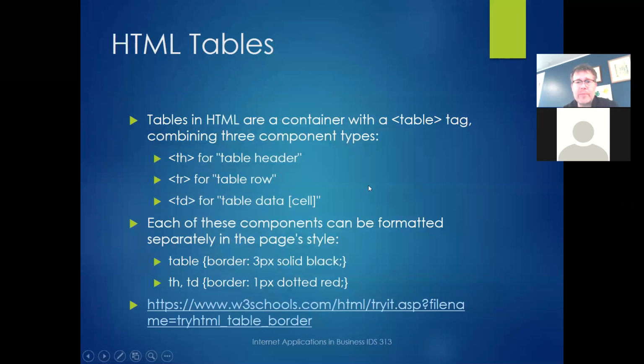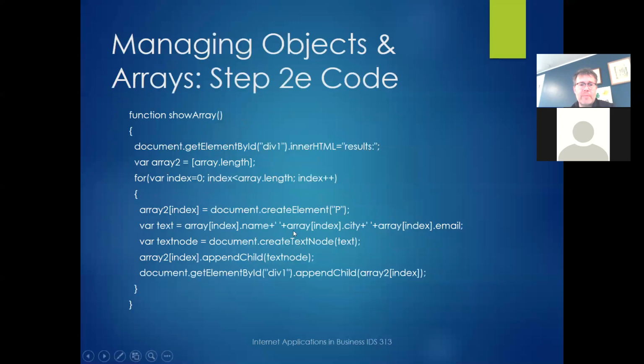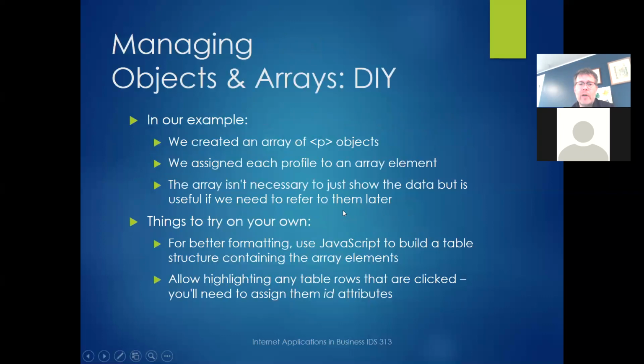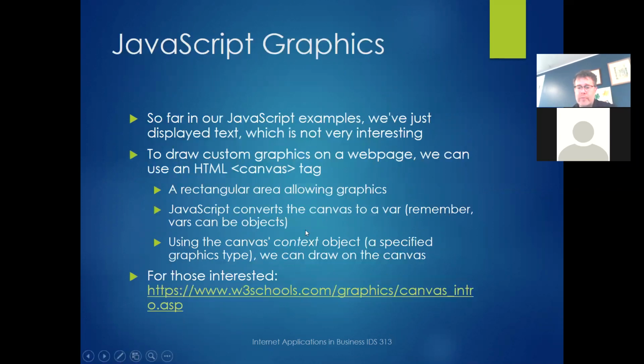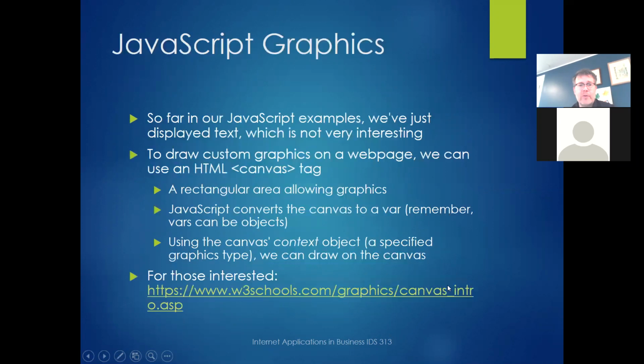So let's go ahead and do some table stuff. In our example, we created an array of paragraph objects within our show array method, and then assigned each profile to an array element. You don't need the array to show the data, but you can refer to the elements later. For example, you could build a table structure that contains the array elements, and allow highlighting any table rows that are clicked. To do that, you need to give them some kind of ID attribute.